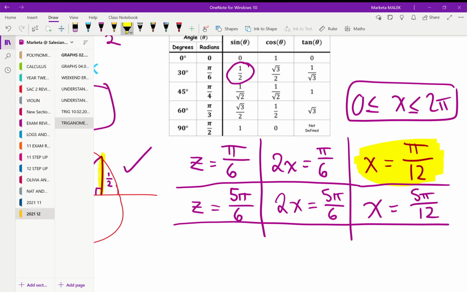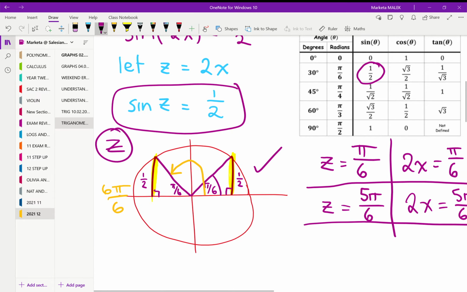And again, that is certainly within the domain. Now, if you're not really sure, you could say that 2 pi is 24 pi on 12. So because we're getting a denominator of 12, it will be easier for us to see when we get too high. Let's go around the circle again.